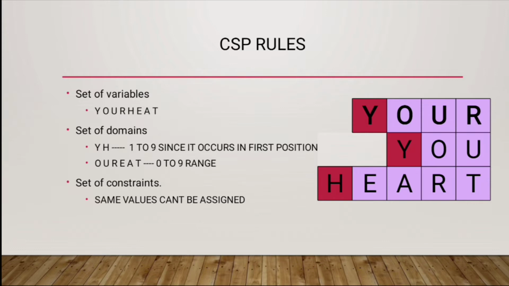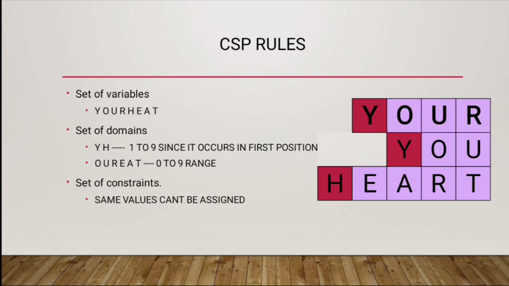So for this I'm going to follow the steps. CSP, that is constraint satisfaction problem, will have three things, which are a set of variables, a set of domains, and a set of constraints. In our case the variables are Y, O, U, R, and again you can see Y, O, U is repeated, so we need not put it again. Another word is HEART: H, E, A, and R is repeating. You can see that R is found in YOUR, so I am ignoring the R and putting the T. So the set of variables is Y, O, U, R, H, E, A, T, in this way. So these are the set of variables.